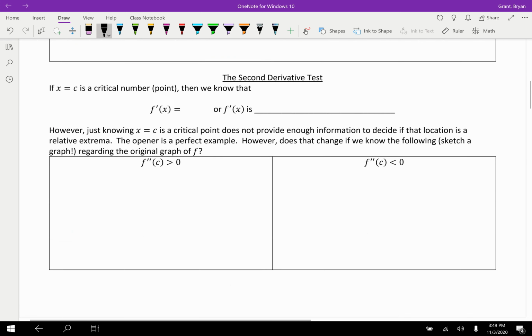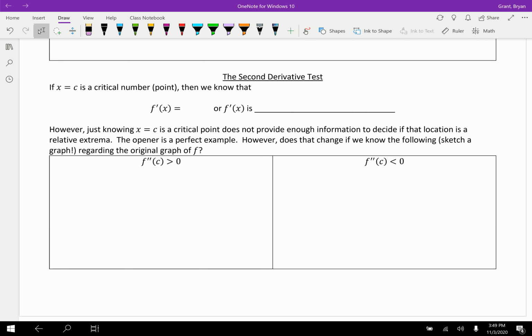Well, let's jump in then to the second derivative test and some reminders first. If x equals c is a critical number, and I actually like the version critical number more than critical point, because point we usually assume is x comma y, where critical number or critical value is just one specific number, but pretty much everyone says critical point to mean critical number, so it doesn't really matter. If x equals c is a critical number, then we know that that x value makes the derivative equal to 0, or it makes the derivative undefined, DNE if you will.